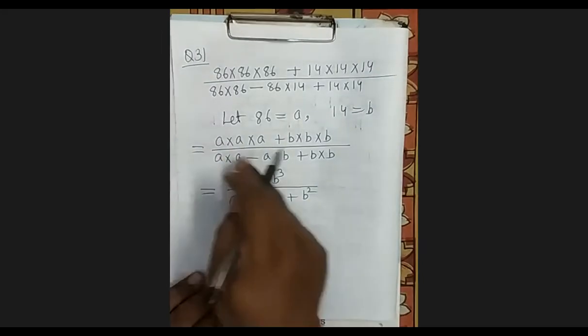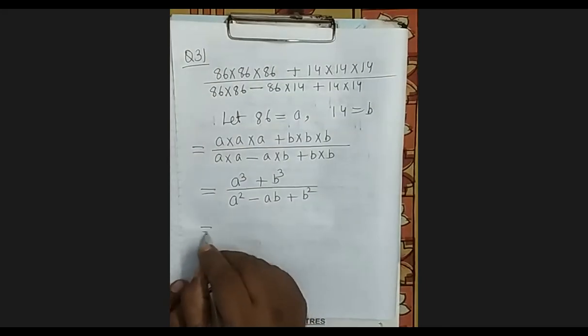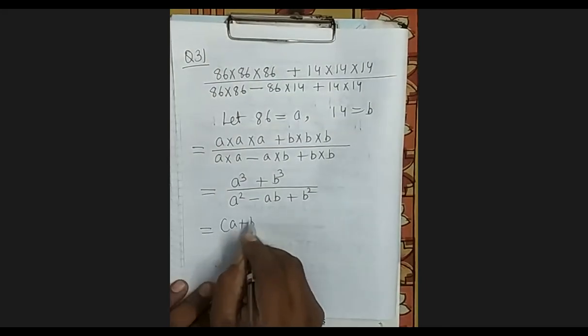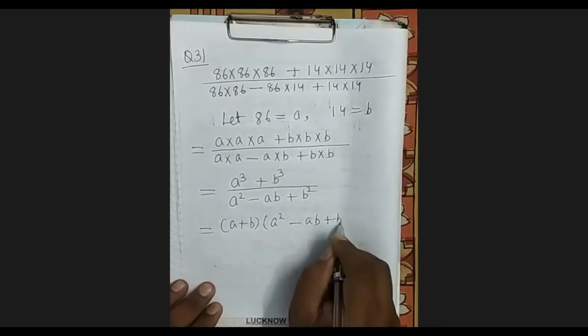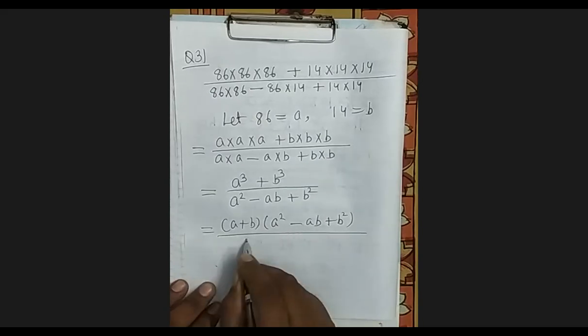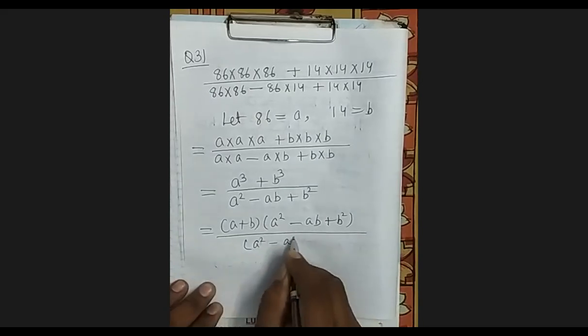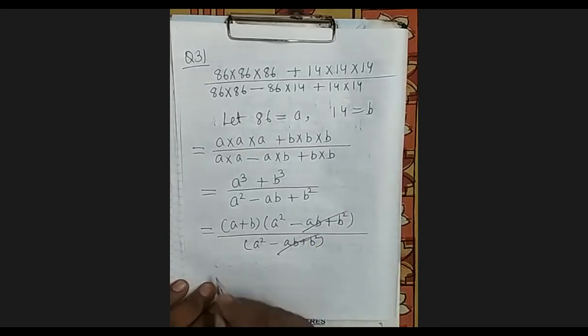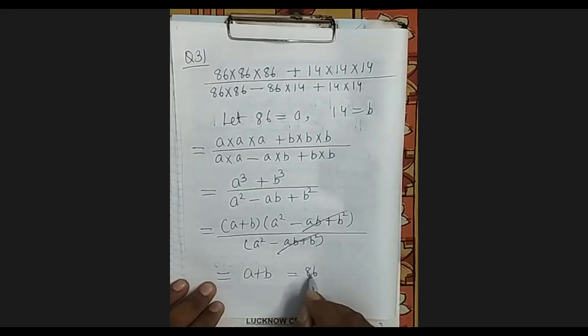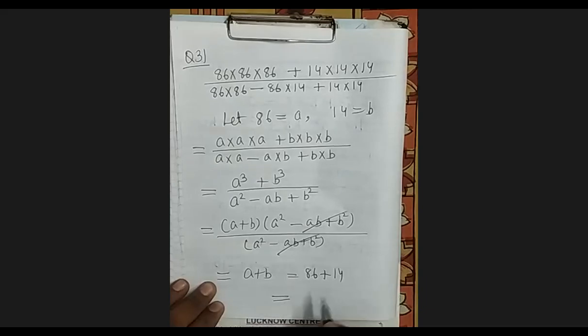Now you write the factorization of a cube plus b cube. So it is in one bracket a plus b, in the other a square minus ab plus b square. Divided by a square minus ab plus b square. So this and this will be cancelled. What will you get? a plus b. So it is 86 plus 14, that is equal to 100.